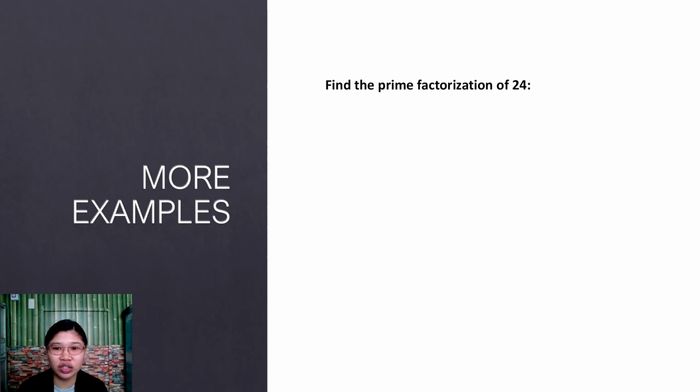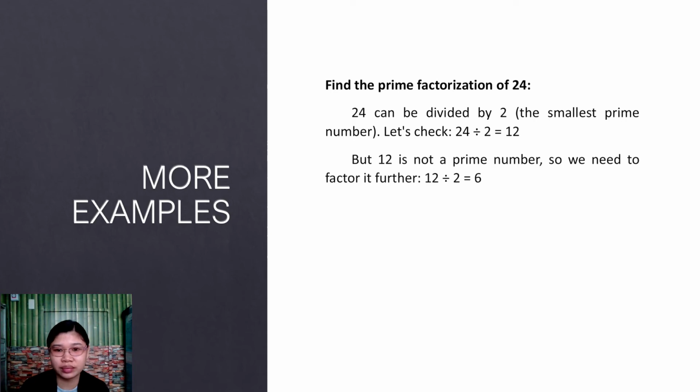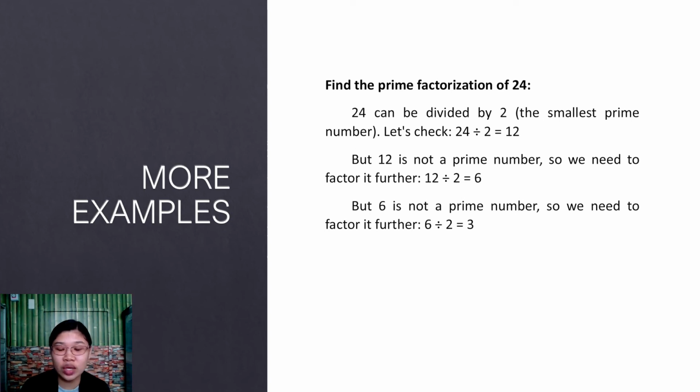So find the prime factorization of 24. The smallest prime number that can divide 24 is 2. So 24 divided by 2 is equal to 12. But 12 is not a prime number, so we need to factor it further. 12 divided by 2 is equal to 6. Again, 6 is not a prime number, so we need to factor it further. 6 divided by 2 is equal to 3. And here we have 3, a prime number.